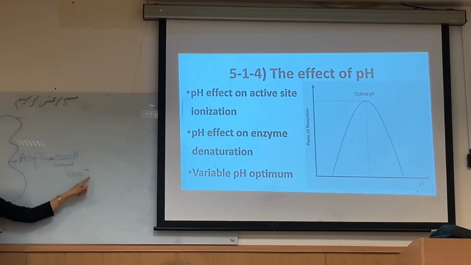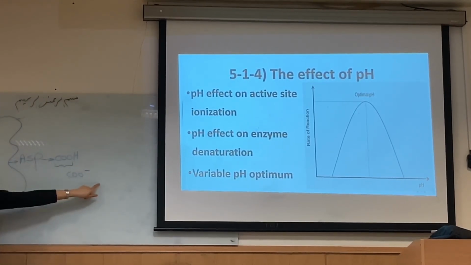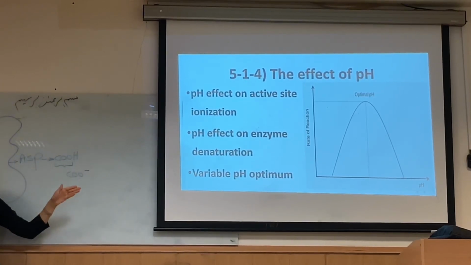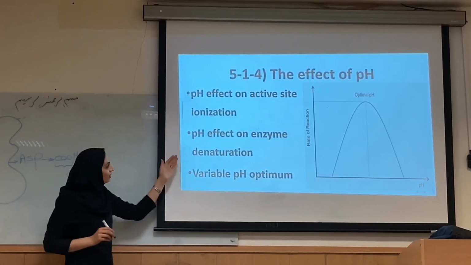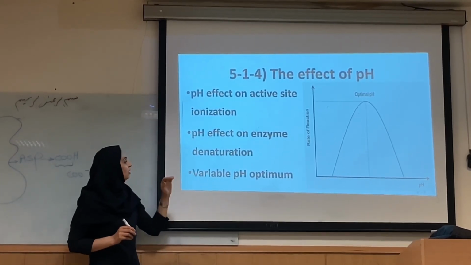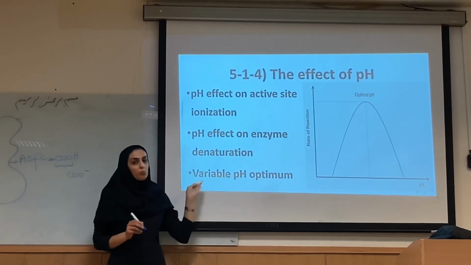The pH is so important for this ionization process. For example, this enzyme works better in alkaline conditions than acidic conditions because it needs to be deprotonated. Okay? It was about the ionization. On the other hand, the pH can affect denaturation, and there are different optimum pH values for different enzymes.